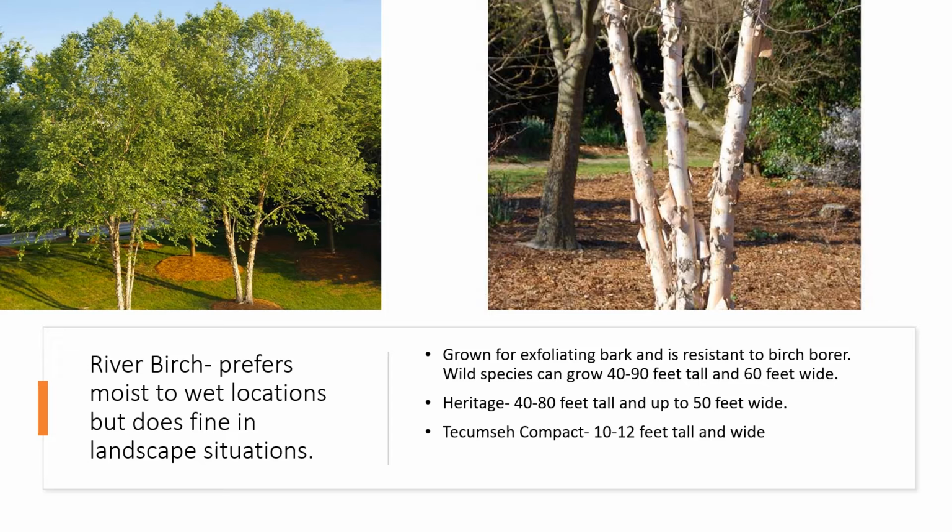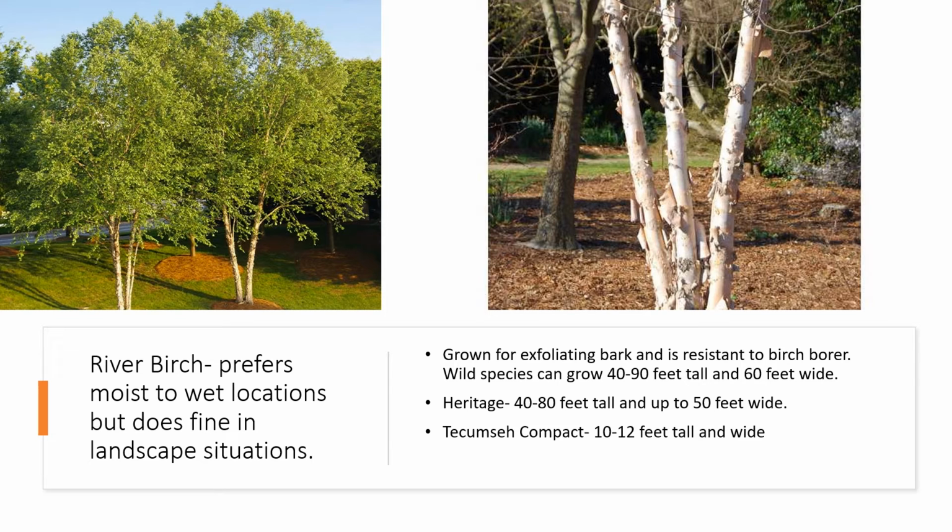You can buy these in clumping form, or you can buy them single trunk. Usually, in the landscape industry, they'll put 2 or 3 trees together because you'll get more bark that way, and that's usually what we're growing these for. You can see that pretty exfoliating bark there on the right. Also, the river birch is actually resistant to the birch borer. The white birch from up north are not resistant to it. So that's why that's not a good selection for us.